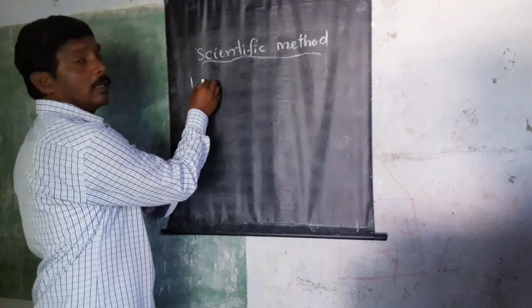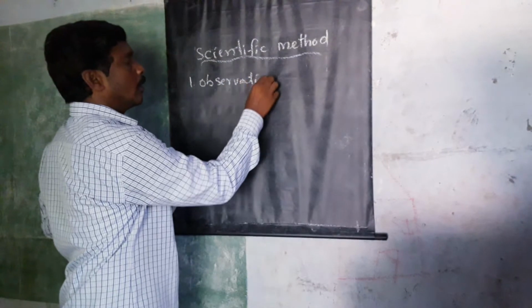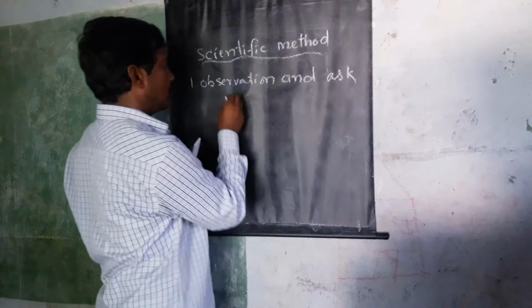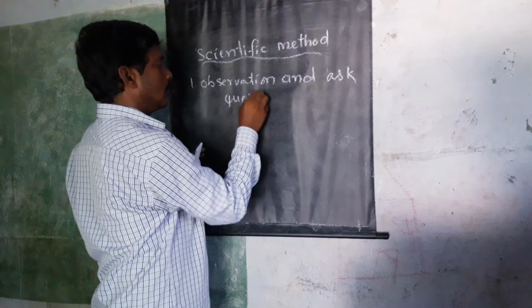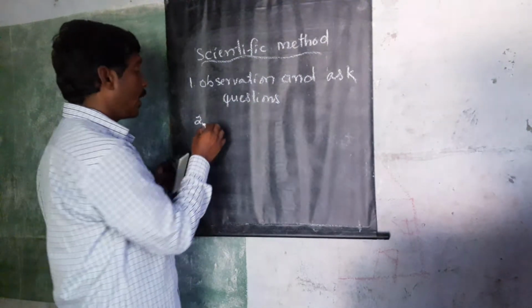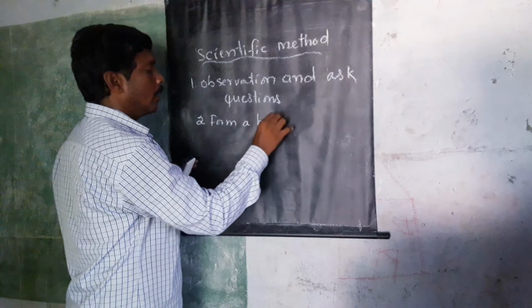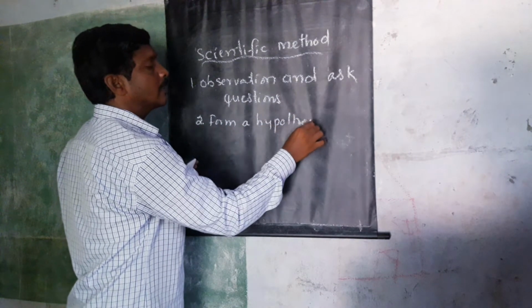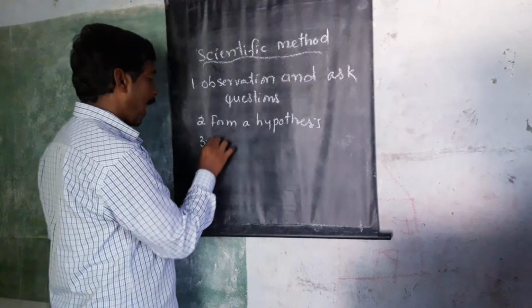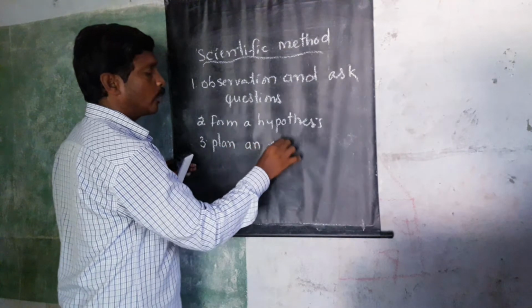One is observation and asking questions. Second one is form a hypothesis. Third one is plan an experiment.